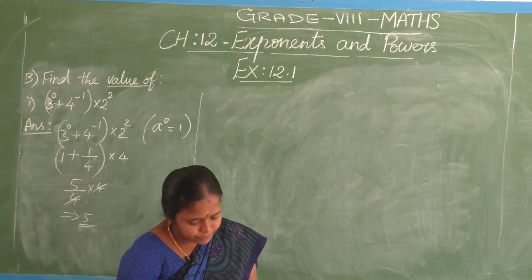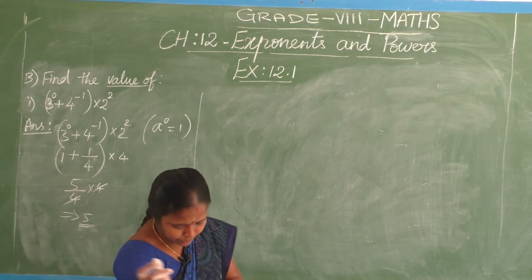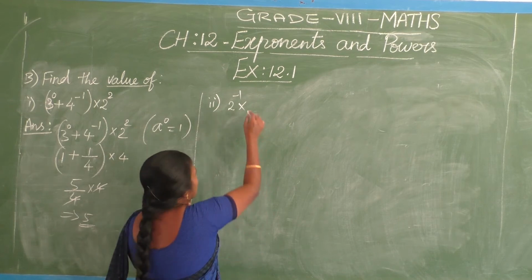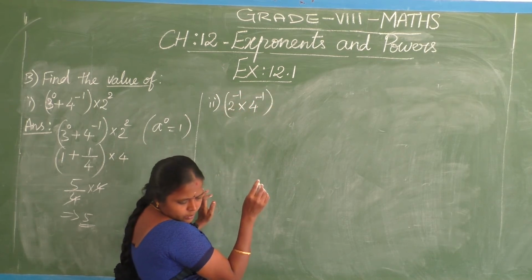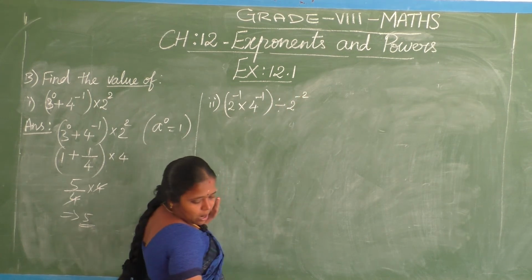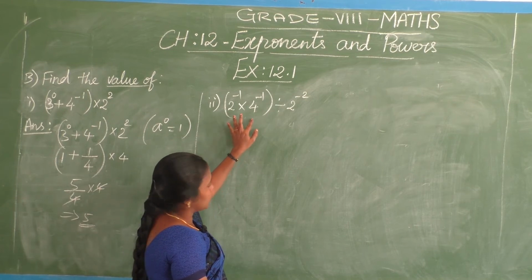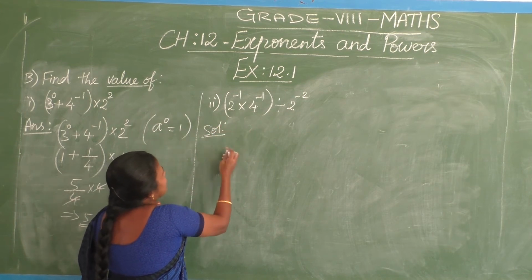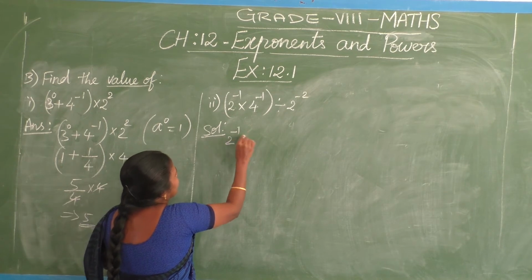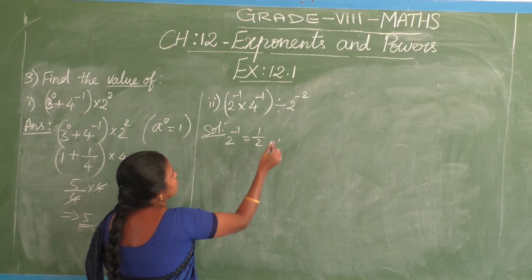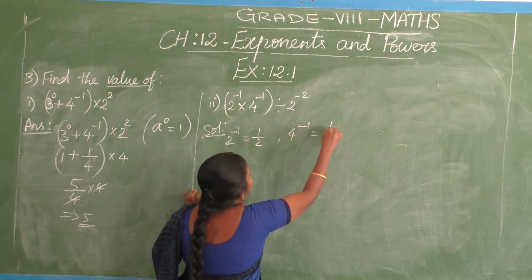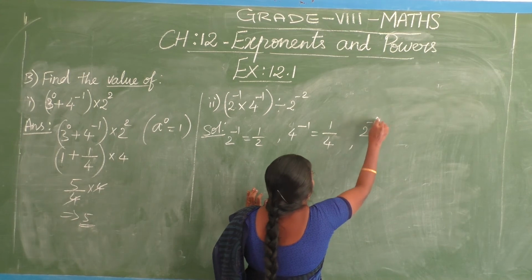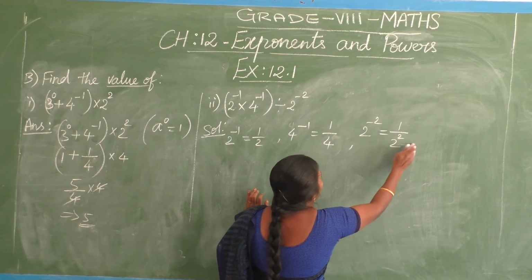See second question. 2 power minus 1 into 4 power minus 1 divided by 2 power minus 2. All are negative powers only. 2 power minus 1 into 4 power minus 1 divided by 2 power minus 2. First solve the brackets. 2 power minus 1 can be written as 1 by 2. Yes or no? 4 power minus 1 also can be written as 1 by 4 power plus 1, that one no need to enter. 2 power minus 2, this also can be written as 1 by 2 power plus 2, that means 2 square.